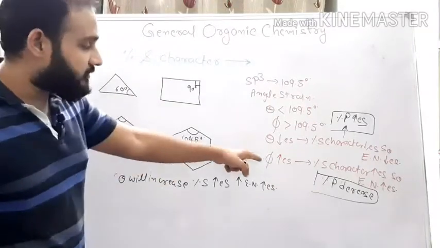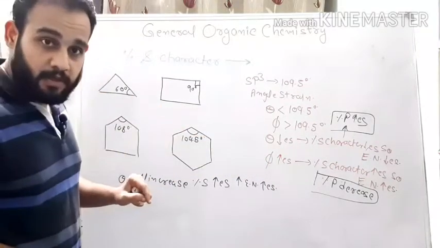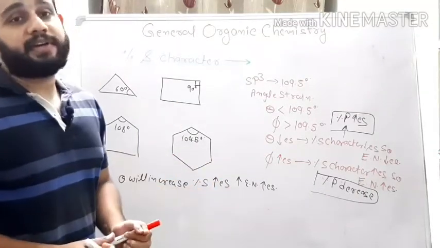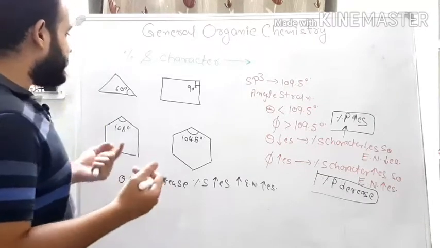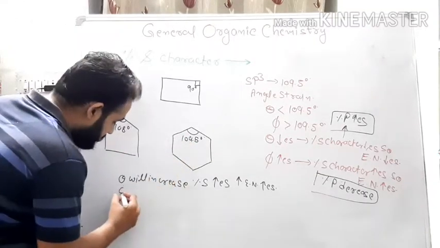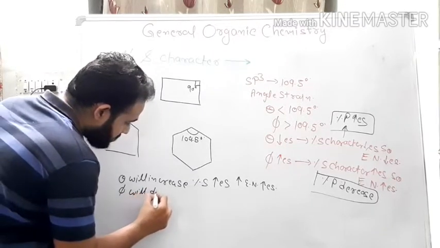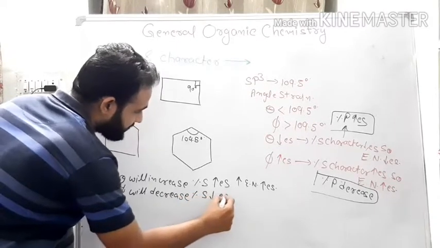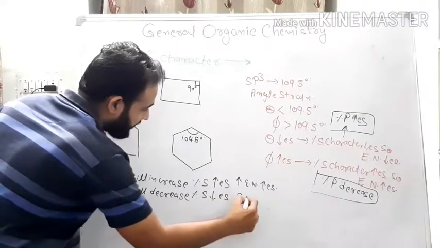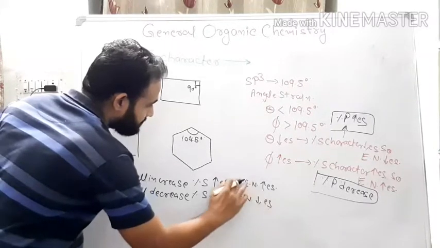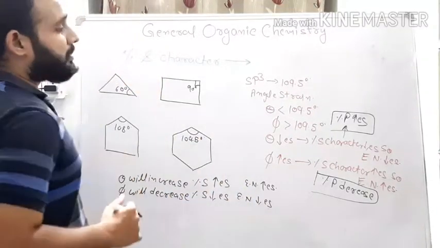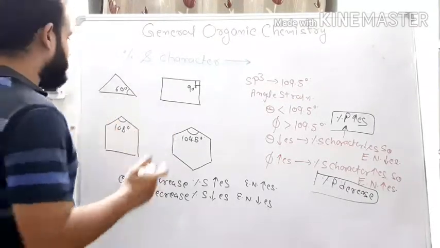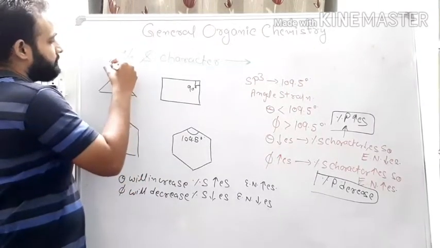And similarly, phi will decrease. So as phi decreases, the percentage s character decreases, so electronegativity decreases. As you see phi decrease, the percentage s character will also decrease, so electronegativity will also decrease in all 4 compounds. Now friends, suppose we have an anion of all these compounds, of this type.